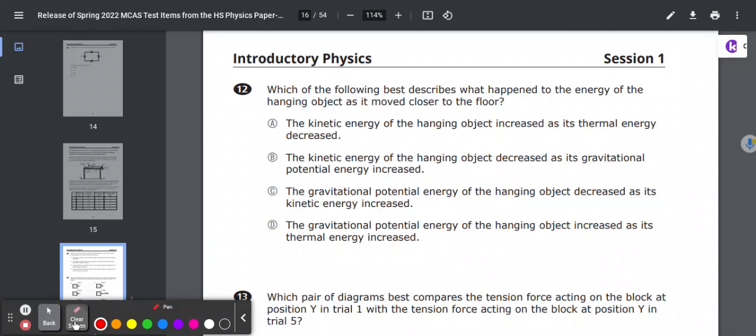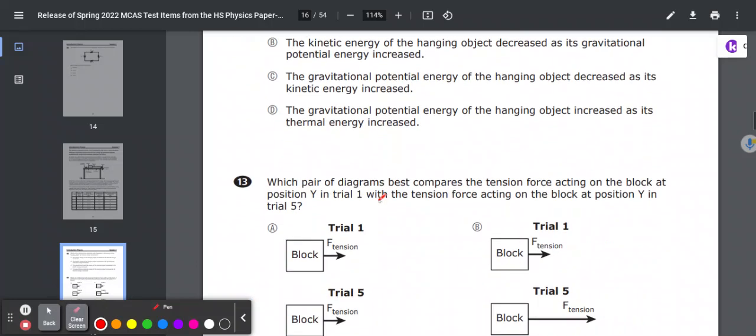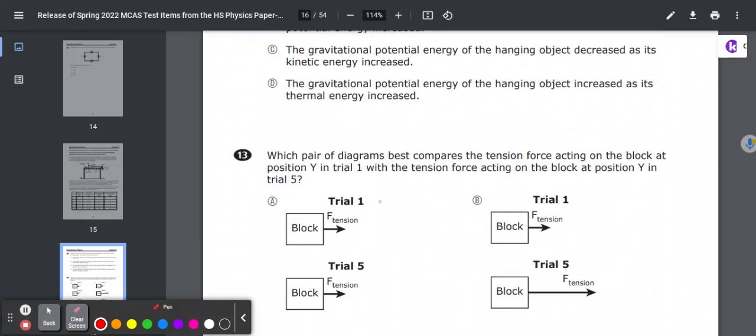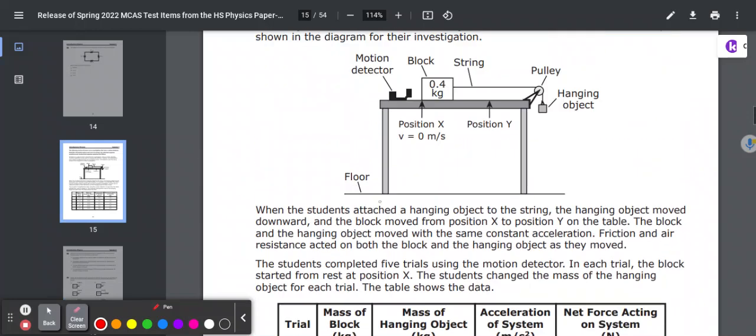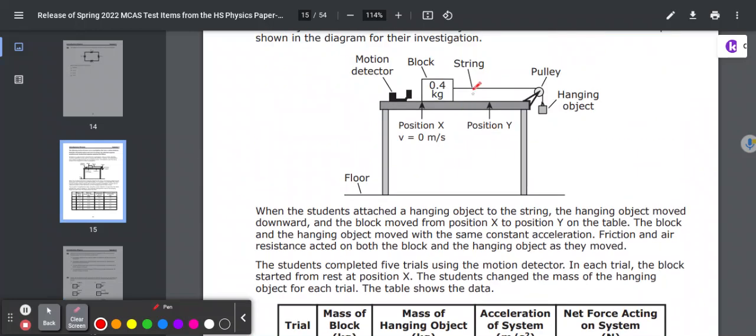And let's go to number 13. Which pair of diagrams best compares the tension force acting on the block in trial 1 and trial 5? The tension force is basically the force given by the string that pulls the block forward, and the force that opposes tension is the friction force.